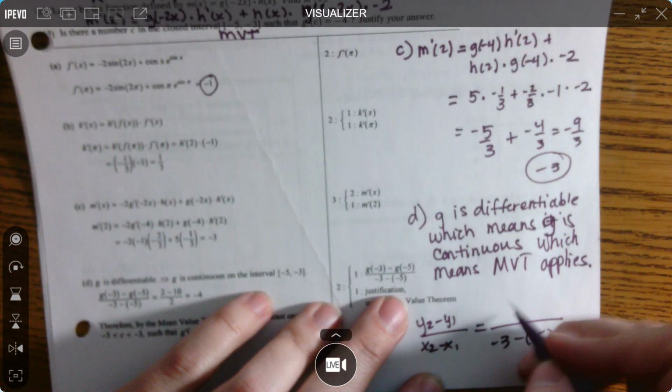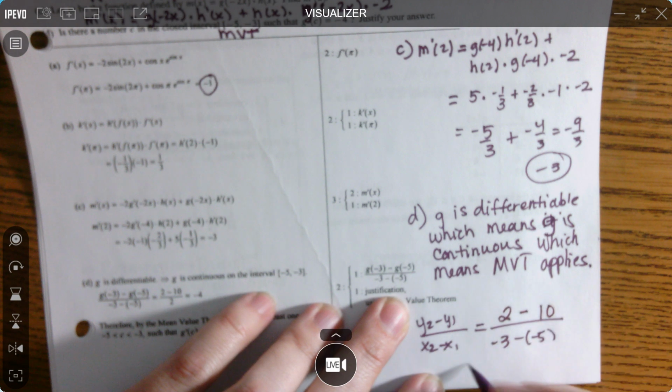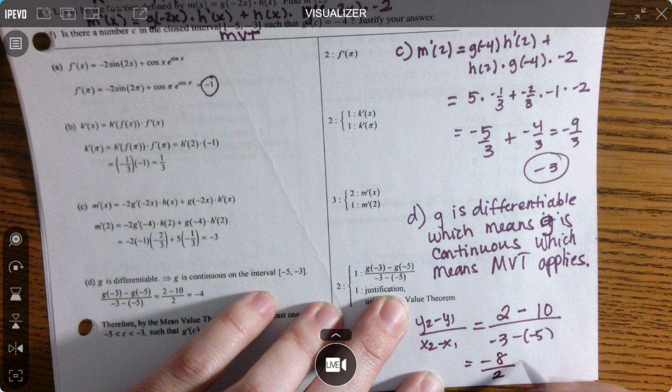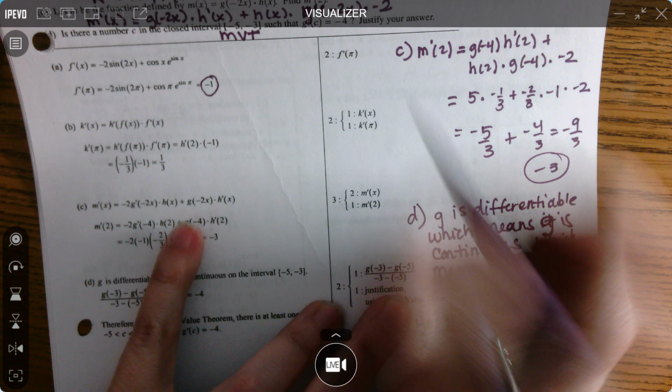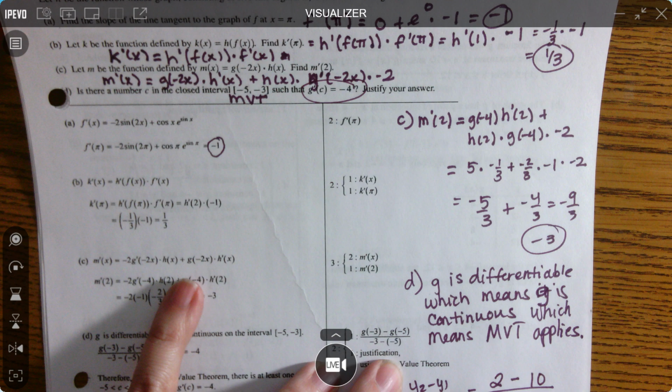Okay, so at -3 it was 2, and then it was 10. And so what we really have is -8 over 2, which is -4, which is exactly what they gave us for that G prime. We just want to make sure those match up.